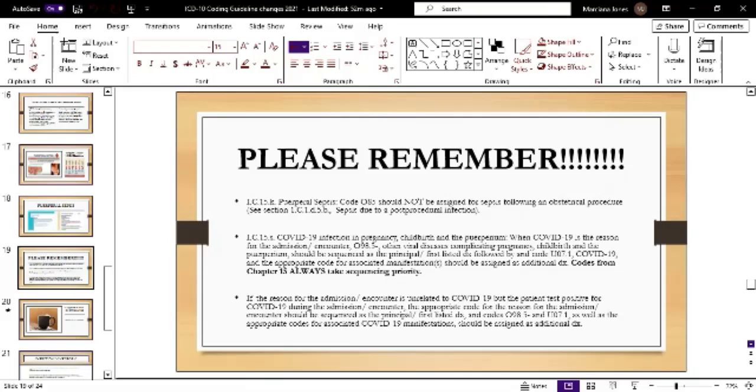So COVID-19 infection in pregnancy, childbirth, and peripartum.